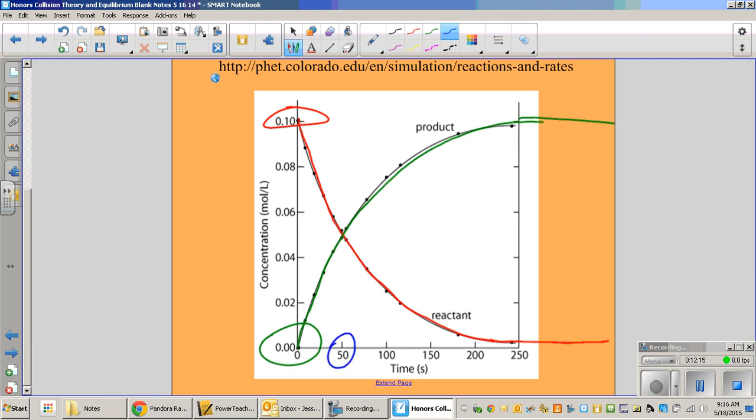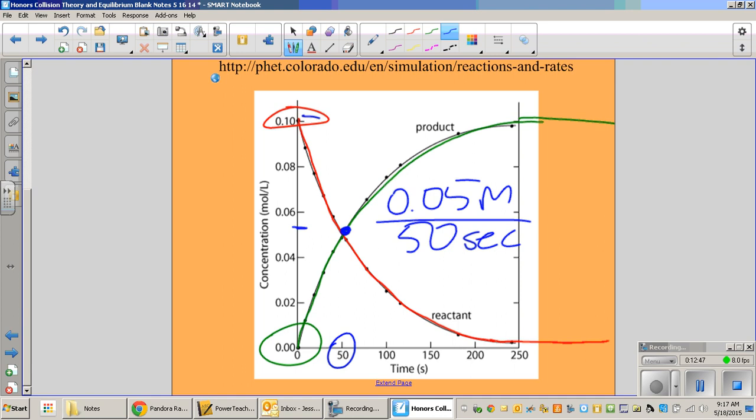Okay, so the concentration change over the first 50 seconds of this reaction. I'm going to go up to the reactants, about right there. And you can see I'm going from 0.10 to about 0.05. So what's the concentration change? 50% change, but how much of it changed? 0.05, good. Because we had 0.10 minus 0.05, so 0.05 was consumed over the 50 seconds.